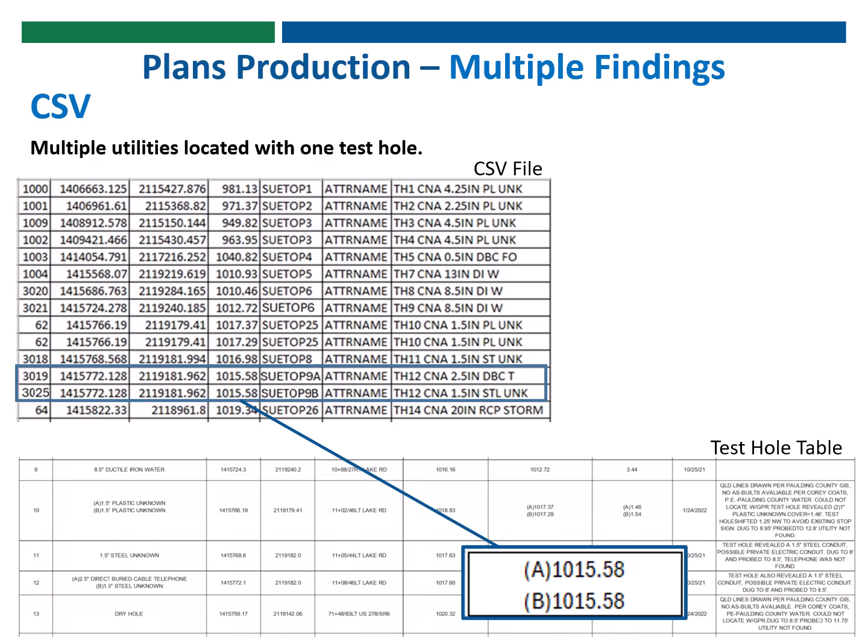When multiple utilities are located in the same test hole for the CSV file, they should both be listed, or all utilities should be listed in the CSV file. In this example, you can see for test hole 12, there was a 2.5-inch direct buried telephone and a 1.5-inch steel unknown that was found. And they both had the same elevation. However, the 2.5-inch direct buried telephone has a feature code of SUE top 9A, while the 1.5-inch steel unknown has a feature code of SUE top 9B.